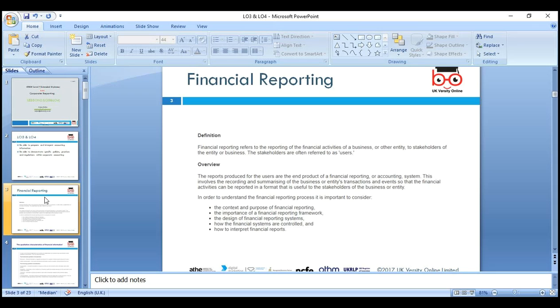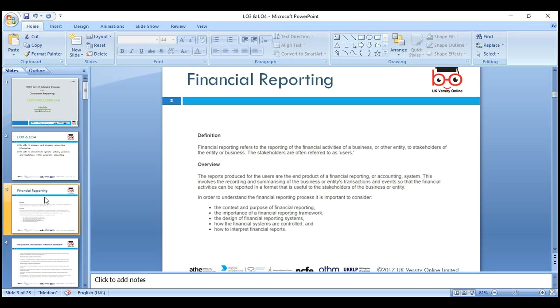Financial reporting refers to the reporting of the financial activities of a business or entity to the stakeholders of the entity or business. Stakeholders are often referred to as users. The reports produced for the user are the end product of financial reporting and accounting systems, which involve recording and summarizing the business entity's transactions. The business entity means a separate legal entity, so the financial activity can be reported in a format that is useful to the stakeholders.